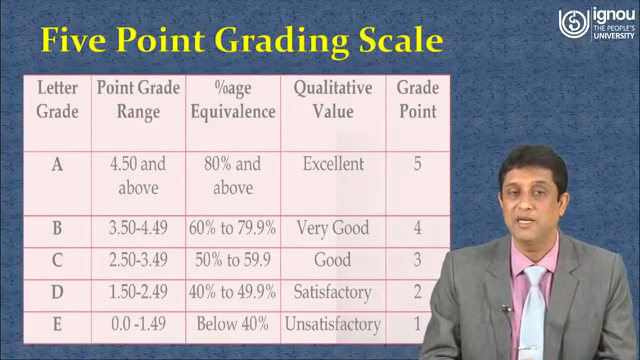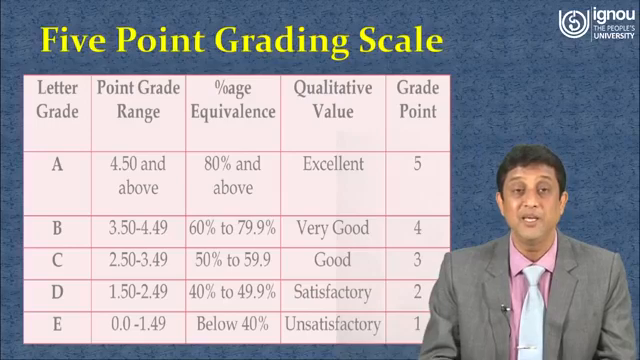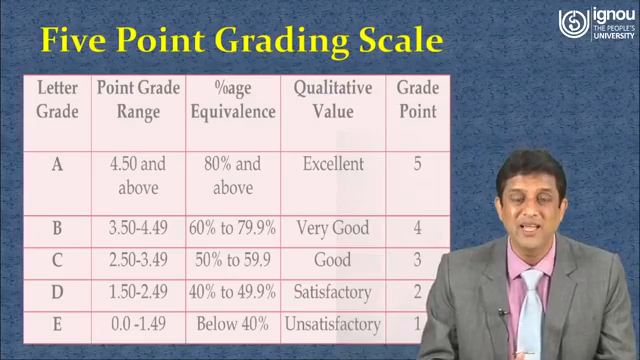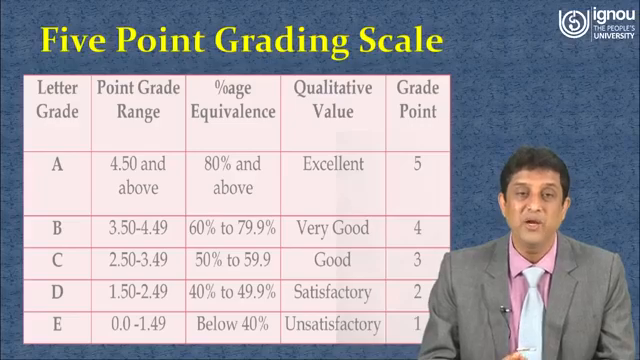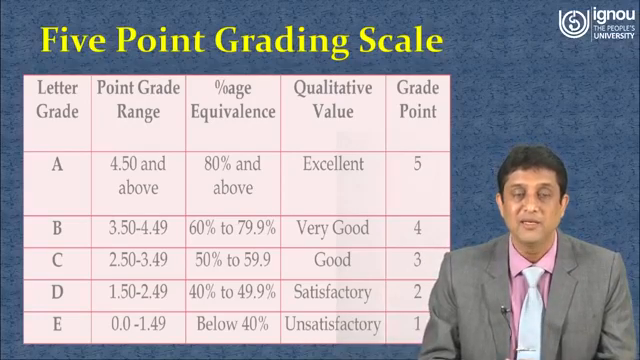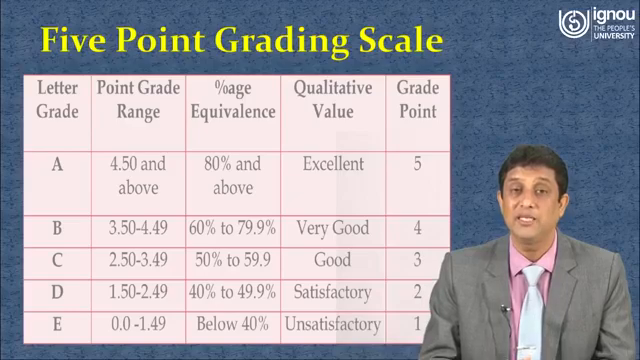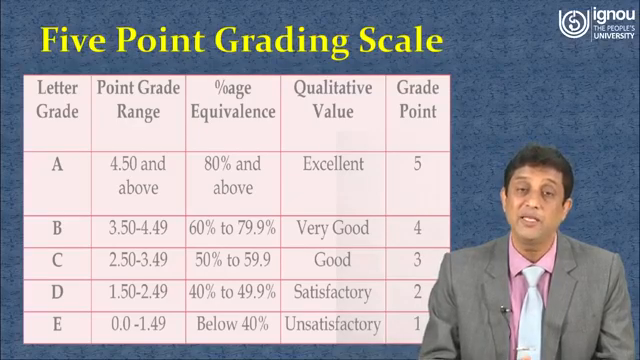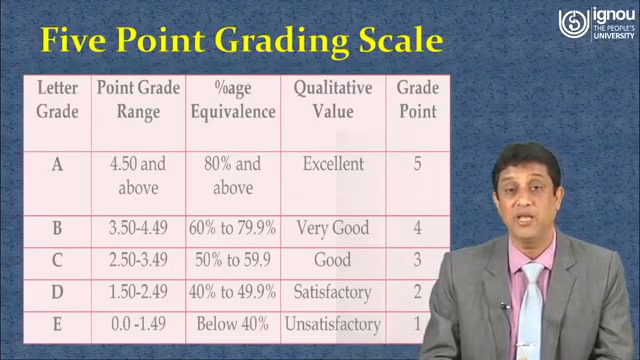The letter grades are A, B, C, D and E, and the point grade range is 4.50 and above for A grade, 3.50 to 4.49 for B grade. And let me say about the percentage equivalence. If you get an A grade, the equivalence is 80% and above. B grade is 60% to 79.9%.